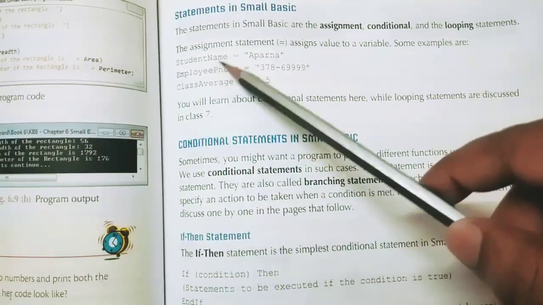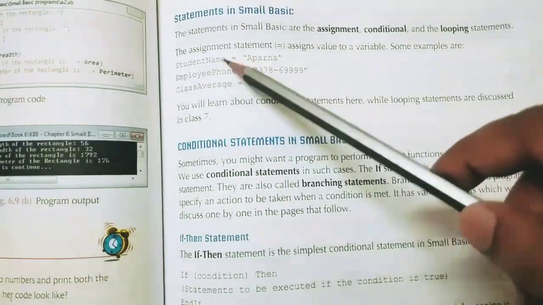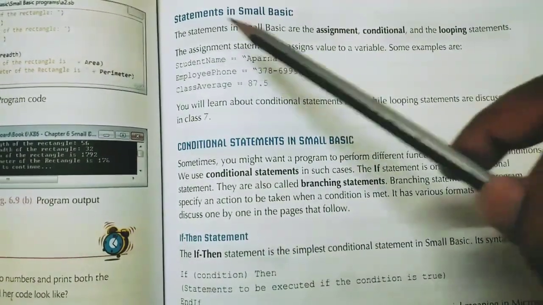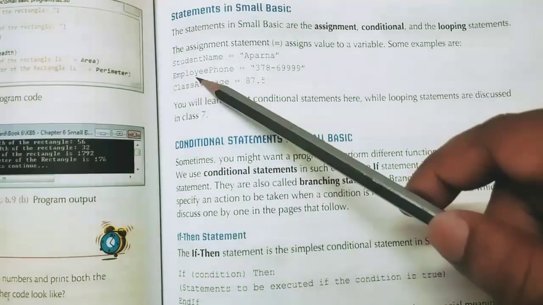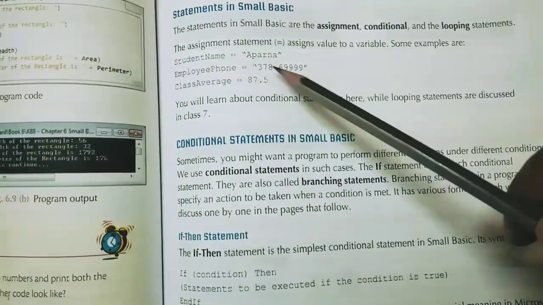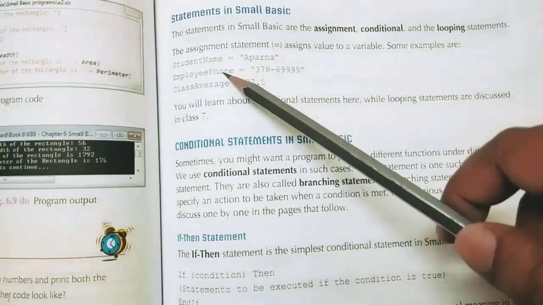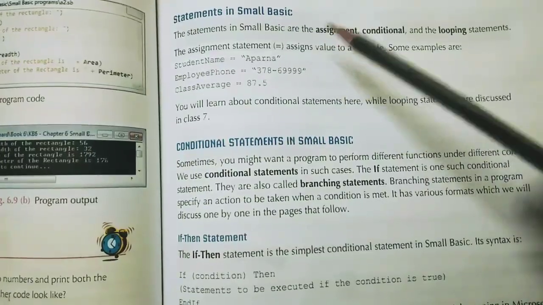So student name equal to Aparna. So equal to means this equal to is assigning this Aparna value to the student name variable. Understood? So this employee phone equal to this. So equal to is assigning this value to the employee phone variable. Understood? So this is called the assignment statement.